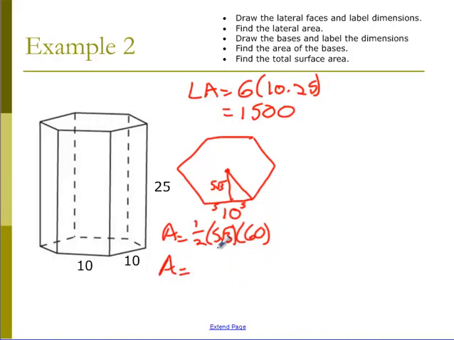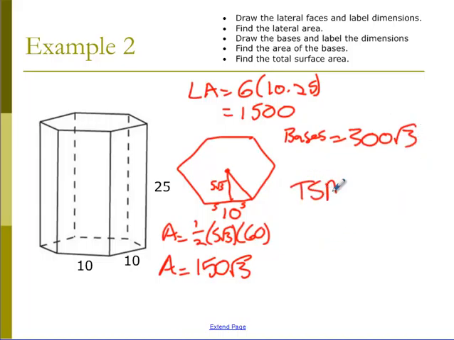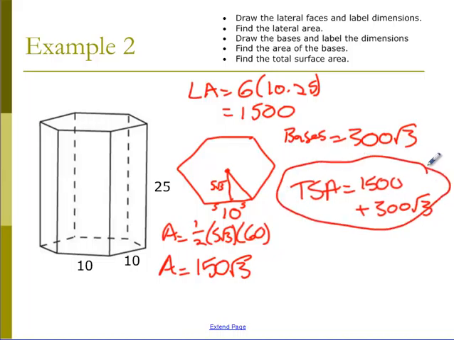Area of each one is 150 square root of 3. We got 2 bases, so the total area for the bases is that times 2. We got 300 square root of 3. So now my total surface area is the lateral area plus the bases, 1500 plus 300 square root of 3. Remember to keep those separate because one has a square root, one does not.